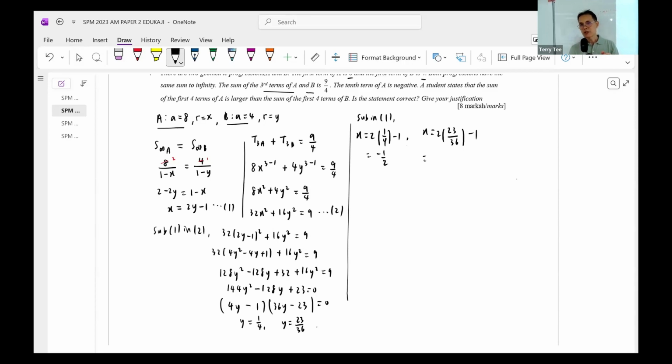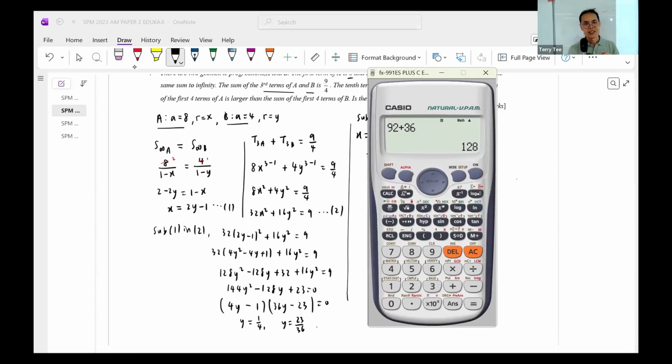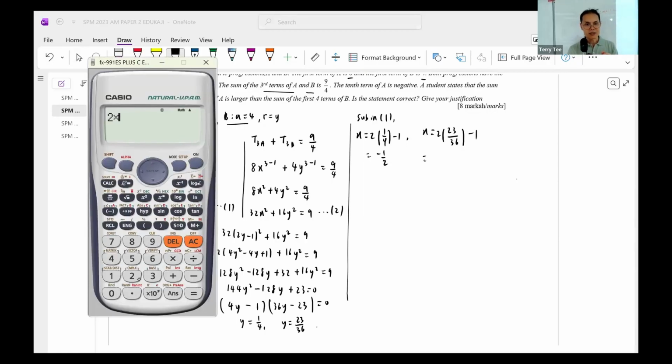A lot of people will say straight away, oh, the first one is correct, the second one is wrong, because the second number is ugly. Not necessarily, but yes, it is ugly. 23 over 18 minus 1 is going to be 5 over 18. Correct? 5 over 18.